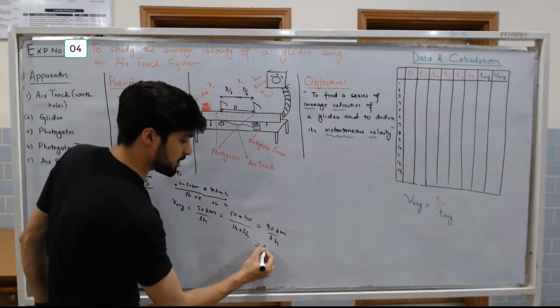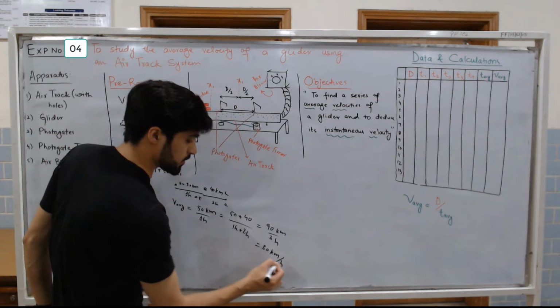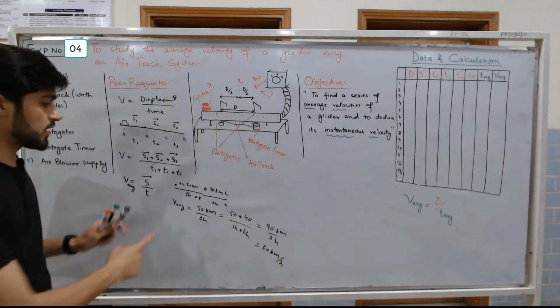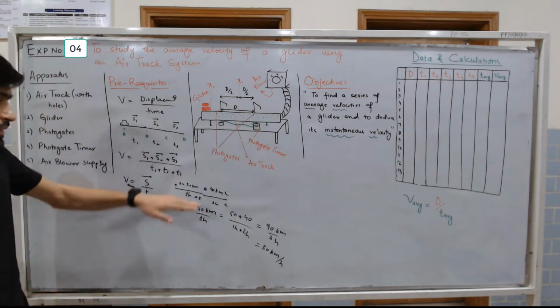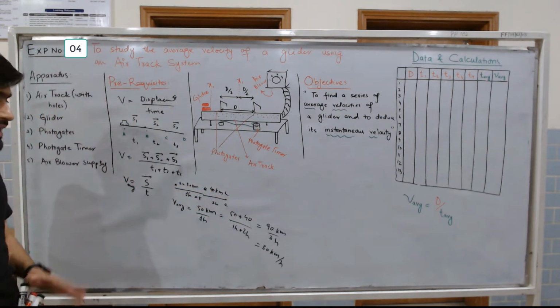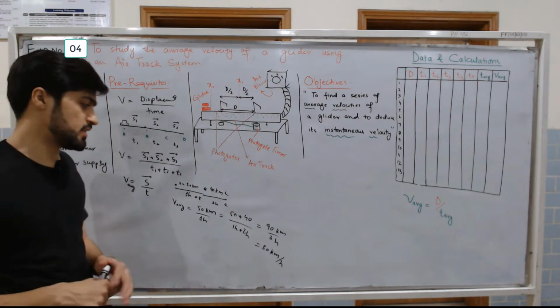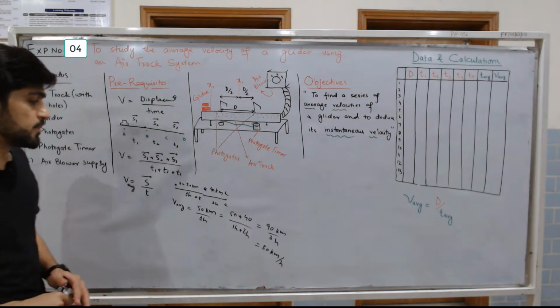So we will get 30 kilometers per hour. This will be the average velocity if the car moves from point A to B and then from B to C. So we will sum up the displacements and divide it by the total time. So this is the average velocity. Very simple. We are clear about these terminologies.